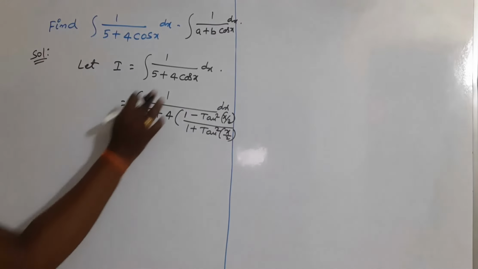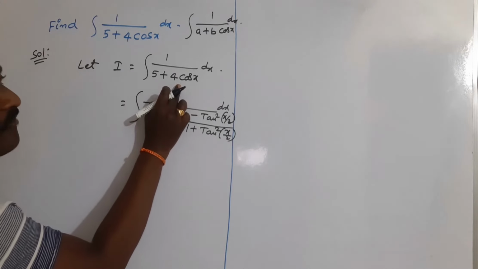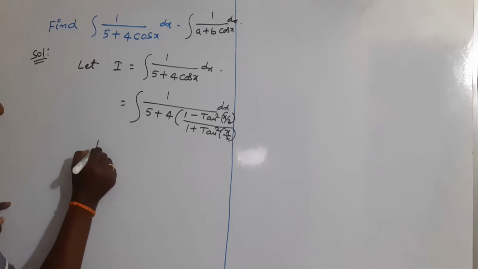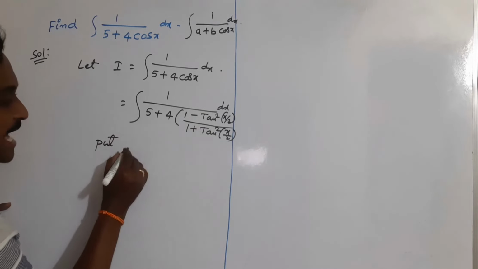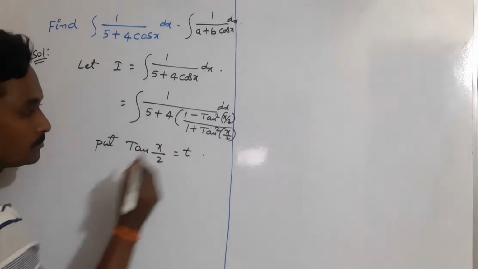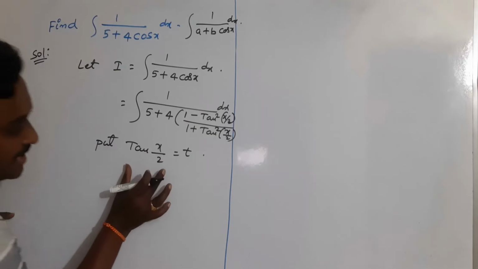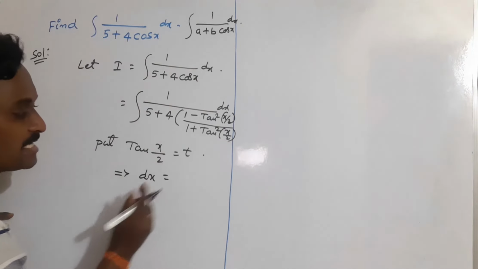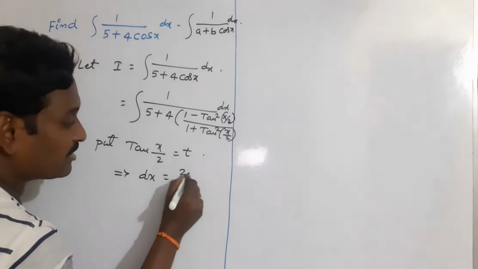If it is sine, you have to write the formula of sin x in terms of tan. Now we should replace tan x by 2 is equal to t. So whenever we are taking tan x by 2 is equal to t, immediately you will get the value of dx is 2 dt by 1 plus t square.